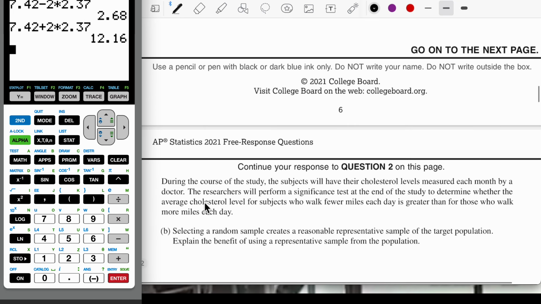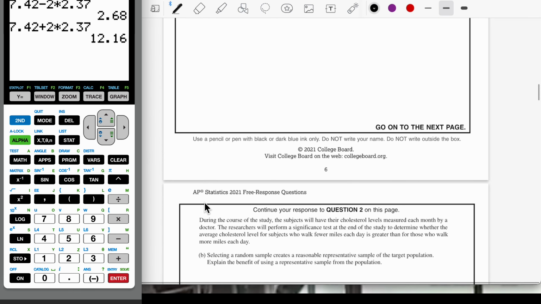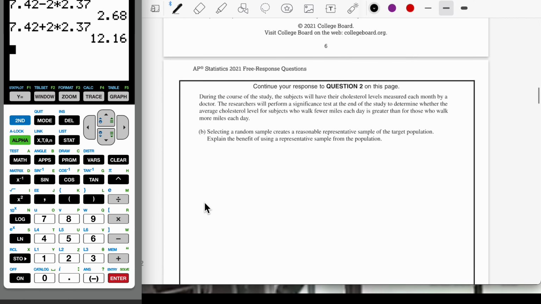Oh, also, you'll notice this little thing here. Use a pencil or pen with black or dark blue ink only. Do not write your name. Do not write outside the box. That little simple bit there, don't write outside the box. It seems dumb, but the graders are told that anything that's written outside the box should not be even looked at. You could put a beautiful response, and then right at the bottom, put an additional fact that would get you to a 5 on the exam. It's outside the box. They can't even look at it. So just be careful about little things like that.